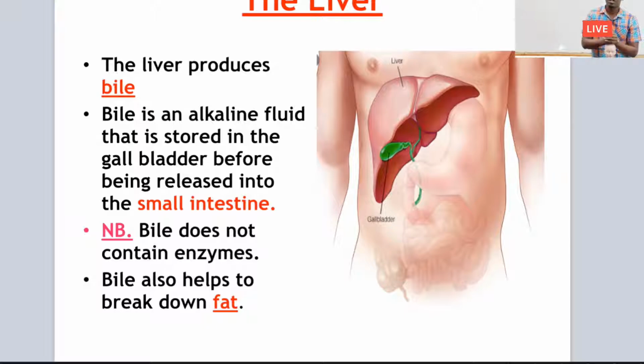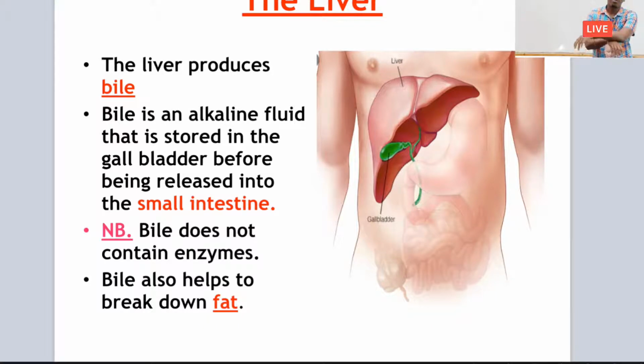And the main function here is to ensure that food is broken down and absorbed so that the body can benefit from all the nutrients that you get from food. Now, note here that bile does not contain enzymes. Bile also helps to break down fat.